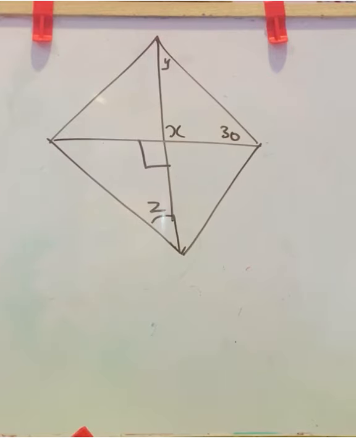Next, this is the given parallelogram. You have to find x, y and z. Here it is given 90 degrees.